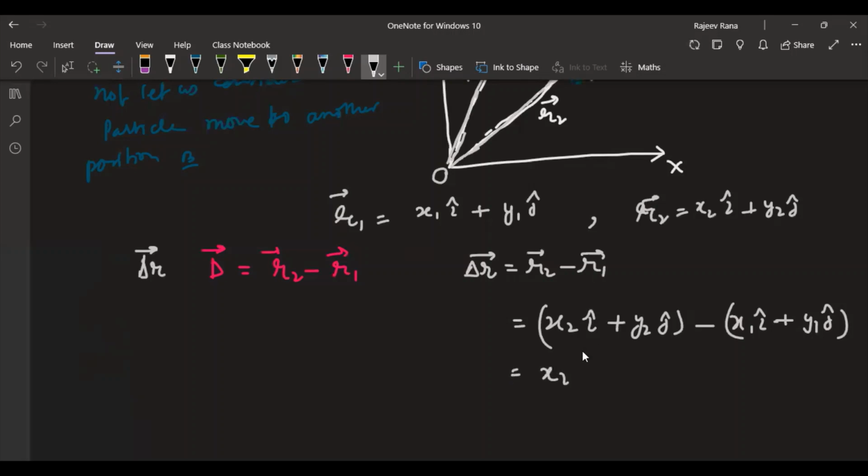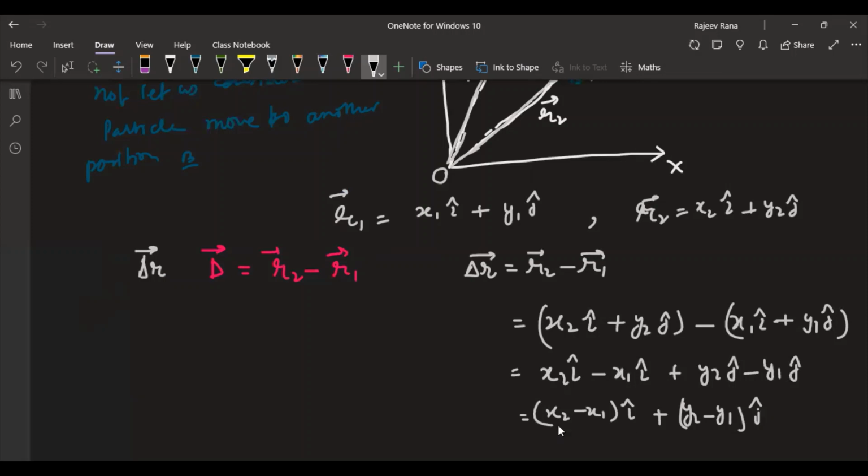So we will take together x2 i minus x1 i plus y2 j minus y1 j, taking i common: x2 minus x1 i plus y2 minus y1 j. So this is delta R. And what is delta R?